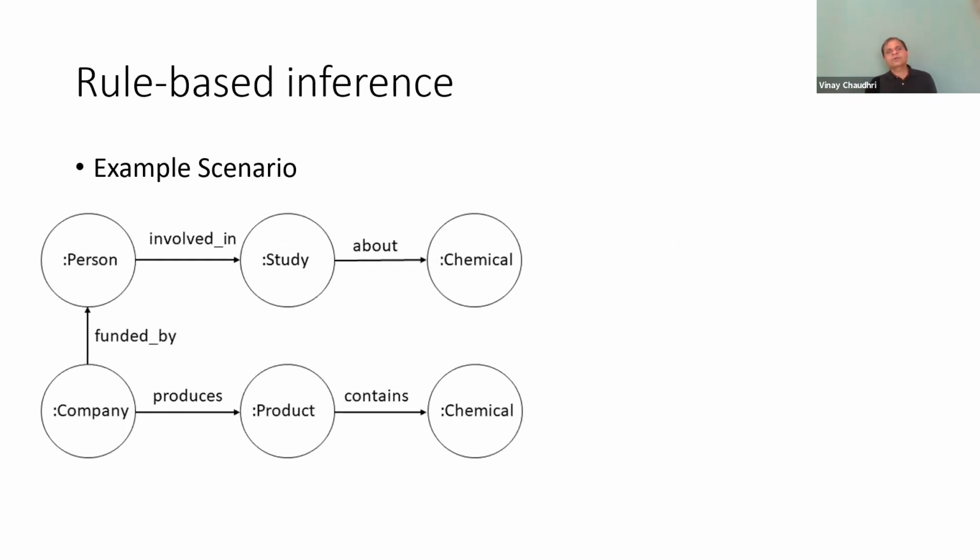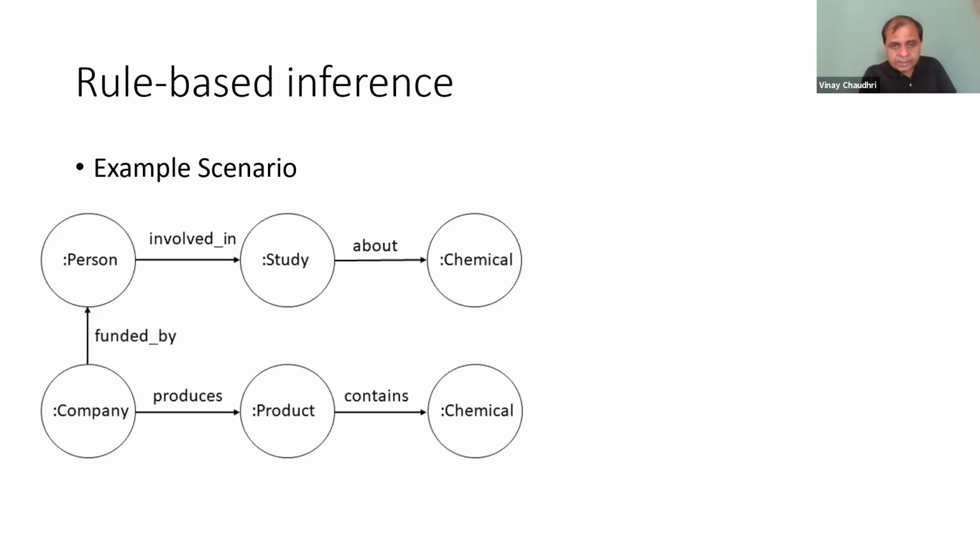Okay, so to explain the rule-based reasoning, I'm going to take an example, and the reason why I've chosen this example is just to capture the complexity, which is inherently more complex than just being able to define taxonomies and relations and constraints.